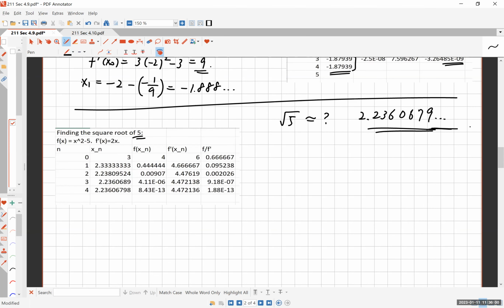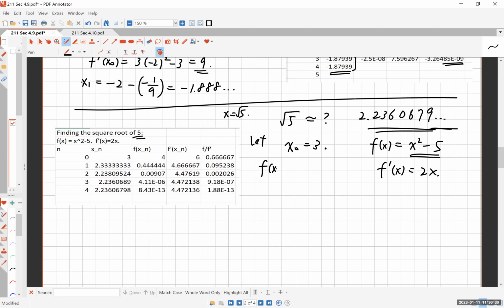So what we can do is start with 3, let x not be 3. Oh, by the way, that's a great question: I have to have a function whose solution is the square root of 5. If you're looking for this, you want the square of this to be 5. So x squared minus 5 will be good, because the solution to this is plus or minus radical 5. The derivative is 2x, very simple.